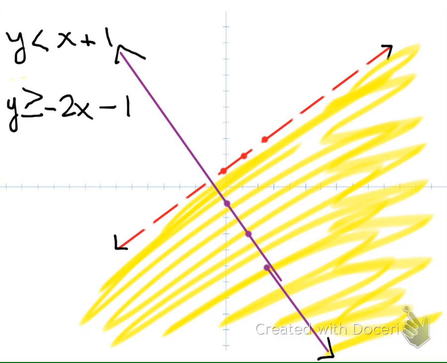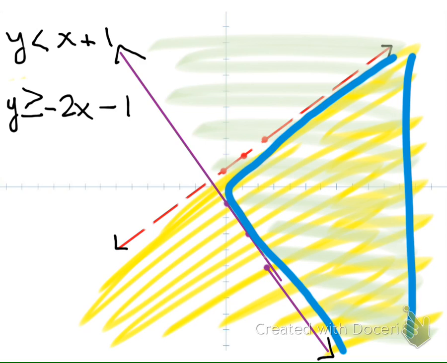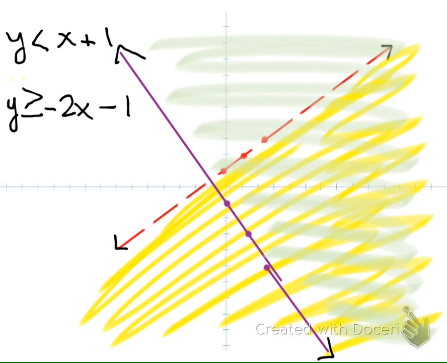So, that was just an estimated guess. Here's my shading. This is a system of inequalities, so we want to know where they cross. Can you tell where they cross? Where the pictures overlap. Isn't it all of this area right here? It's not a number, it's an area. Do you see where the yellow and the green overlap?